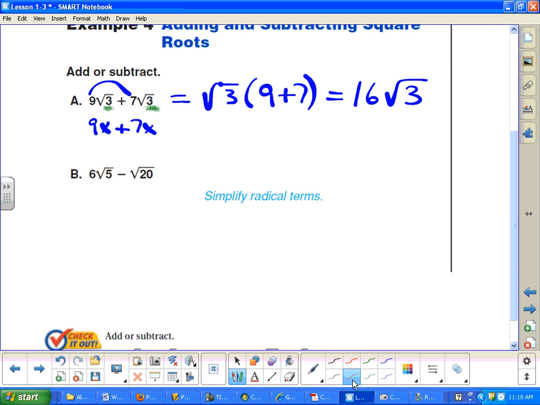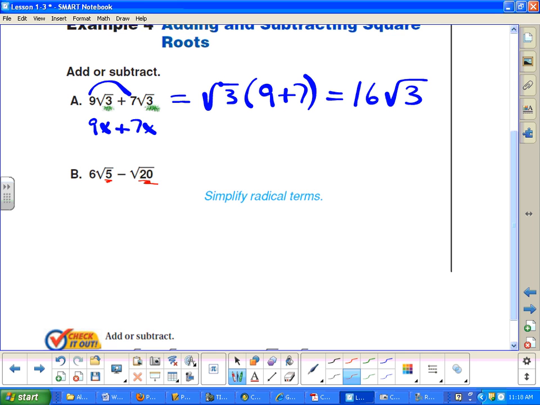Okay, so letter B. 6 square roots of 5 minus the square root of 20. Are those things the same under the radical? No. Can I combine them? Not the way they are right now, right? Because they're not the same. Can I simplify the square root of 5? Can I simplify the square root of 20?